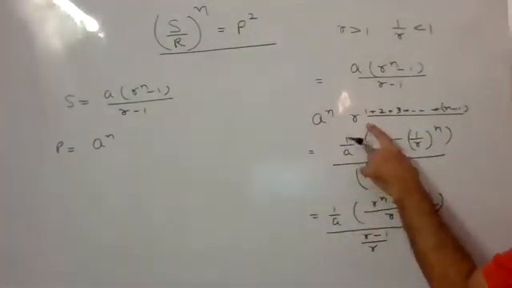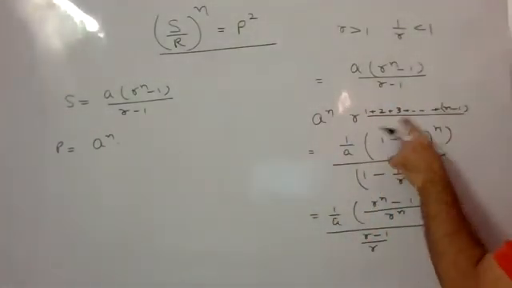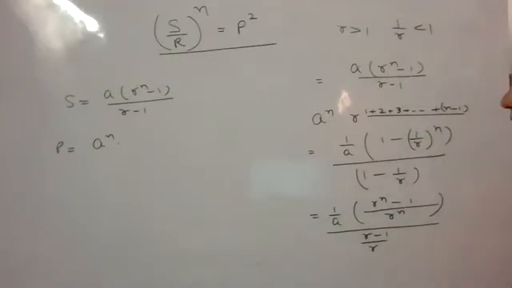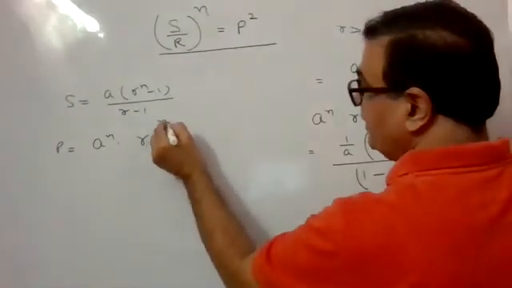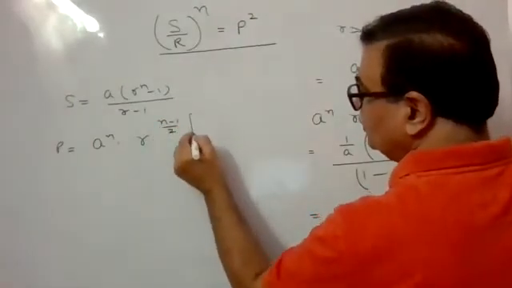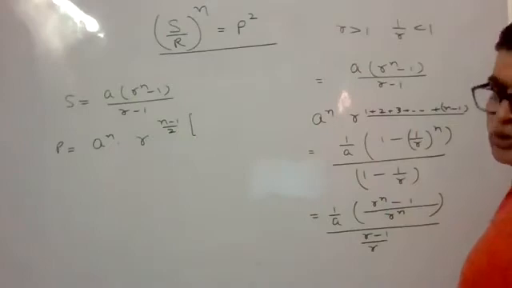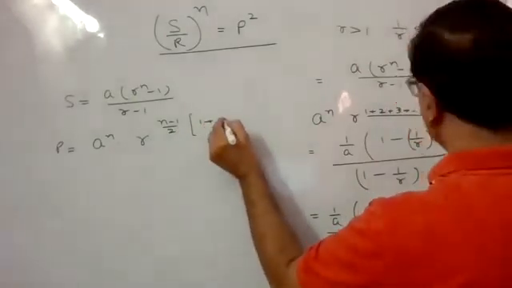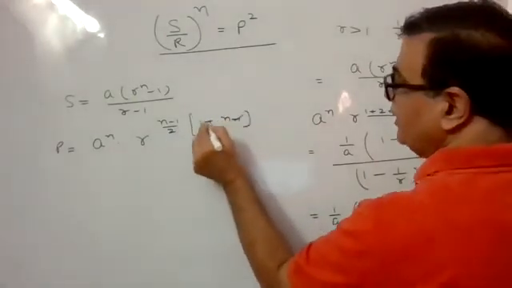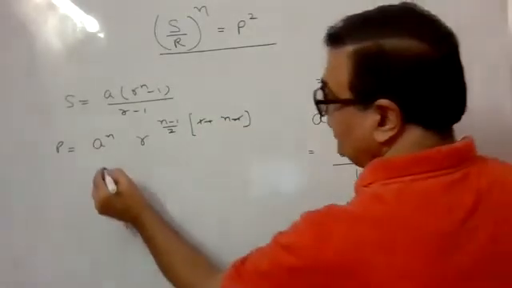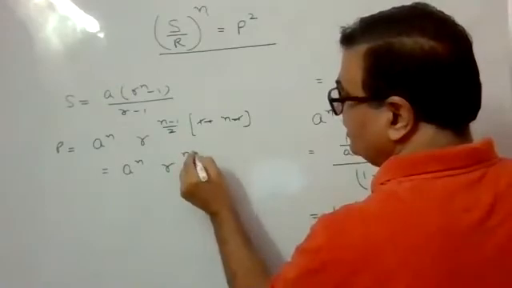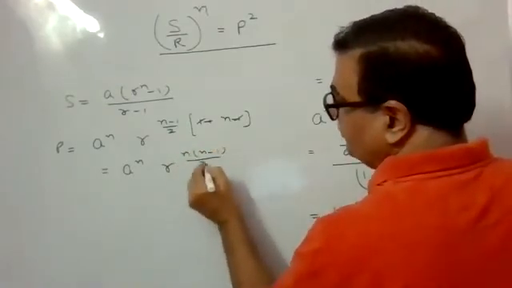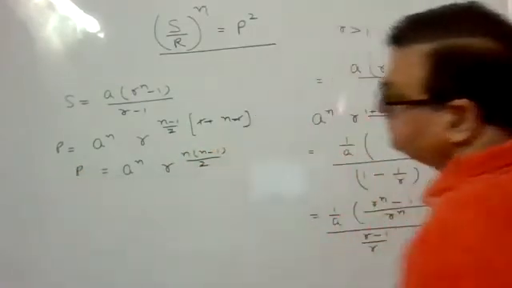Now, this is AP now. How many terms? N minus 1 terms. So I write down R, total terms are n minus 1 by 2. A plus L I can use, 1 plus n minus 1. This one gone. So I got this as a power n, r power ये n हो गया. L into n minus 1 by 2 is your p.